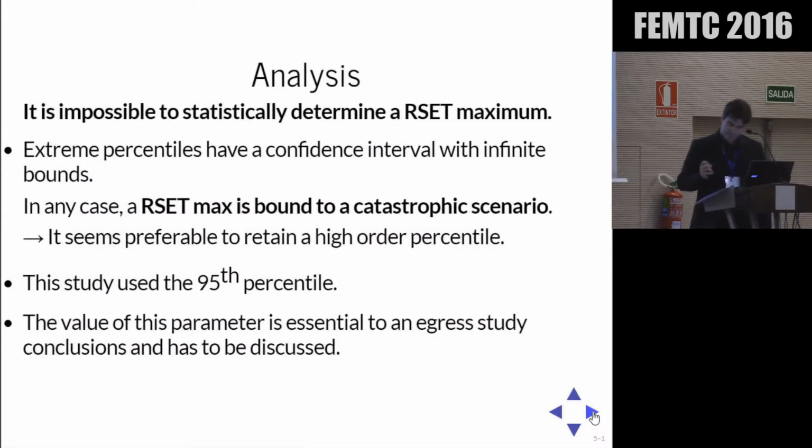This simple case demonstrates that it's impossible to statistically determine a maximum RSET. Indeed, extreme percentiles have a confidence interval with infinite bounds. In any case, a maximum RSET is bound to a catastrophic scenario, though it seems preferable to retain a high percentile. Consequently, in this study, we use the 95th percentile. Obviously, this value is a parameter, K, and must be discussed because it is difficult to say a priori what is acceptable as a value. For example, if the empirical distribution function is near a vertical line, the difference between the 90th percentile and the 95th is meaningless.